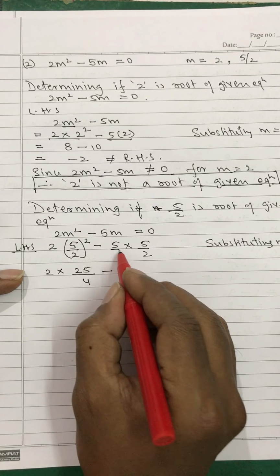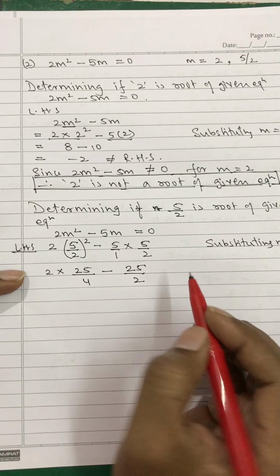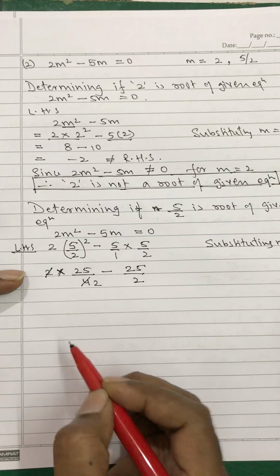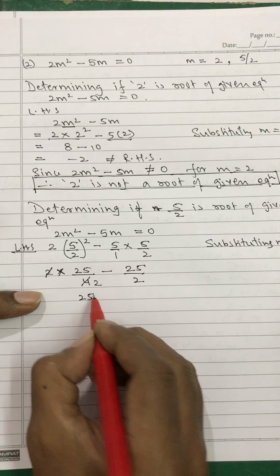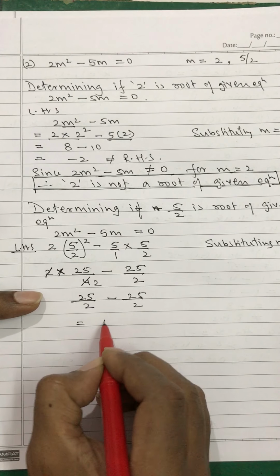This will be, of course, you will have to multiply numerator to numerator. 5 5s are 25/2. Here we can cancel because there is a multiplication here. 2 1s are 2, 2 2s are 4. So this will become 25/2 minus 25/2. This is 0.